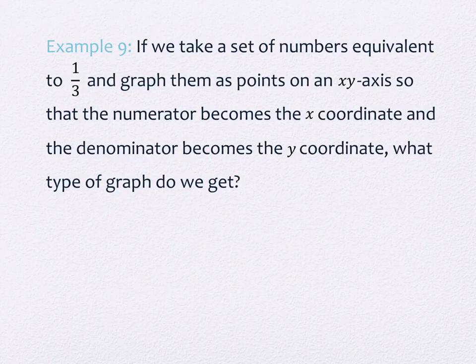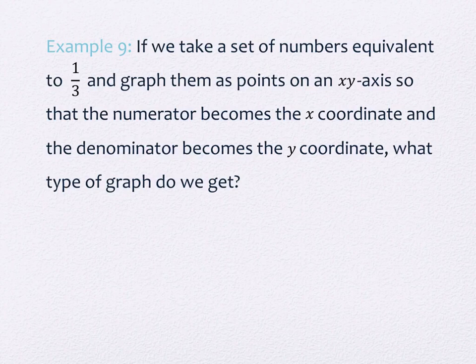Okay, we have one last example that's kind of an interesting one. This is another thing that shows up sometimes in the connection section where it just takes an idea and extends it to a different part of mathematics to show you an interesting feature. So if we take a set of numbers equivalent to 1/3 and we graph them as points on the xy axis, so the numerator becomes the x coordinate and the denominator becomes the y coordinate, what type of graph do we get?